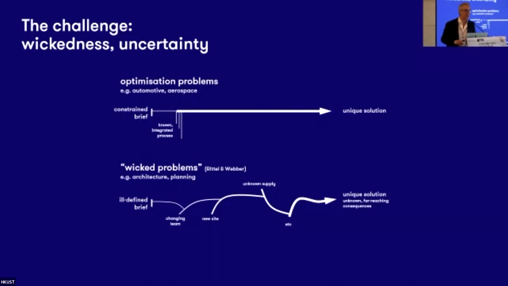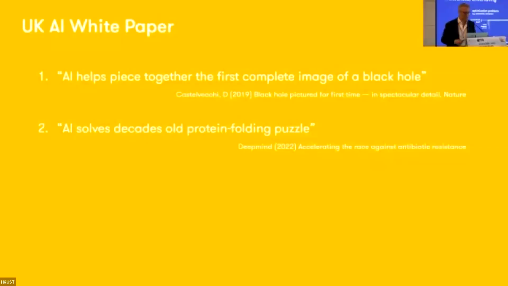Wicked problems aren't like that. They change all the time, they're unique, they're difficult to quantify and difficult even to specify. So that's the difference. Now, just to give a few examples of where the problems actually are, I took a few examples here from the UK's recent AI white paper.